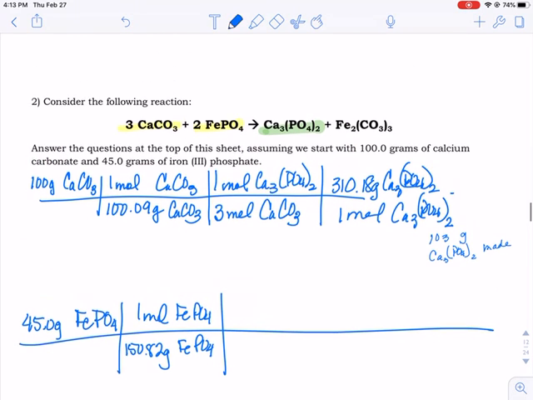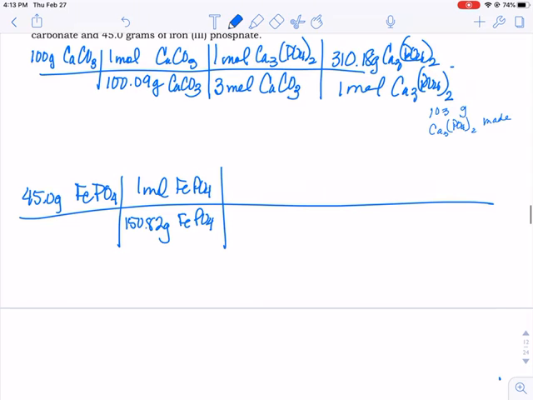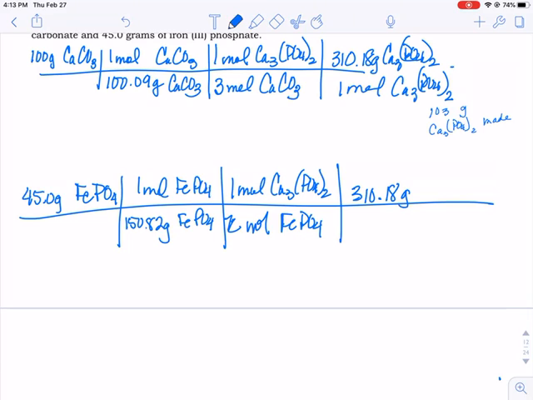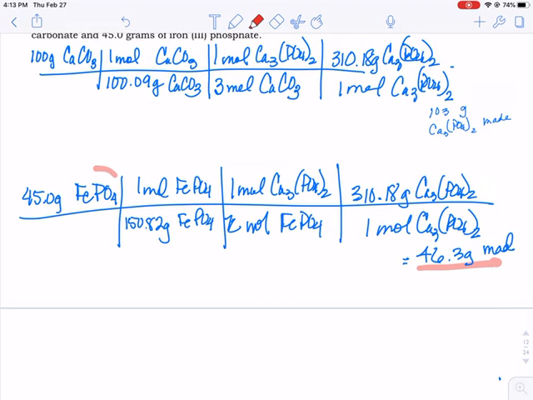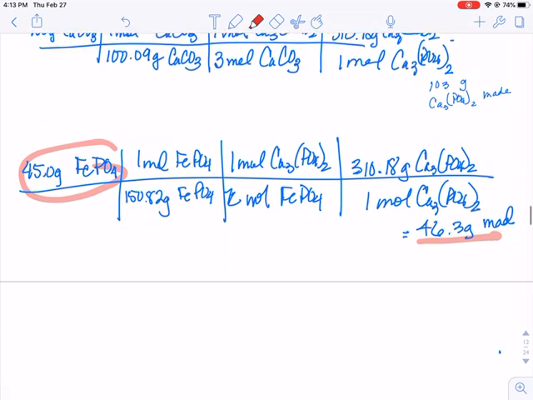Our ratio, if we look back up here, is 1 to 2, 1 mole of calcium phosphate to 2 moles of iron 3-phosphate. Molar mass is 310.18 grams of calcium phosphate to every 1 mole of calcium phosphate. And when we do the math, this time we get 46.3 grams made. Okay, 46.3 grams is smaller than 103, which means our limiting is our iron 3-phosphate.